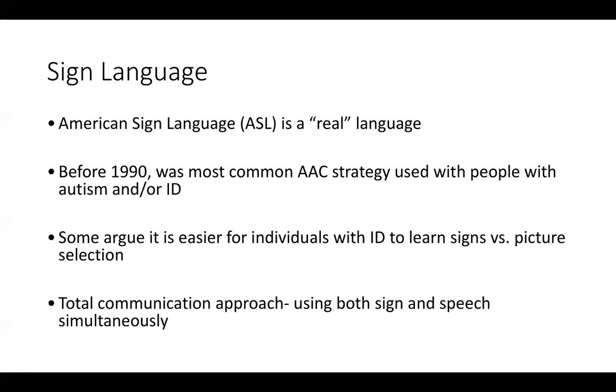Before about 1990, the early 90s, it was actually the most common AAC strategy used for people who have autism or intellectual disability. Starting in the 90s, things like PECS and then speech generating devices began to become much more popular. But traditionally, for individuals who are minimally verbal, sign language was the AAC strategy to use. Some researchers and teachers would argue today that it's still easier for certain individuals, particularly with intellectual disability, to learn signs versus picture selection.